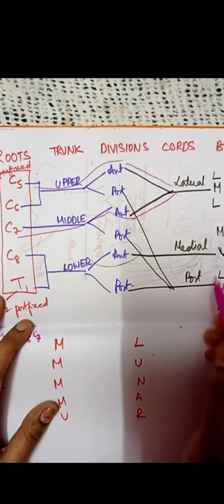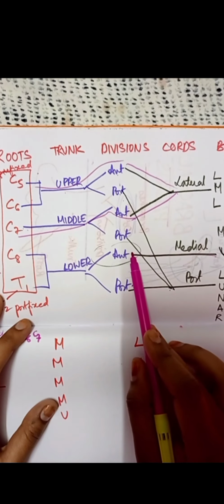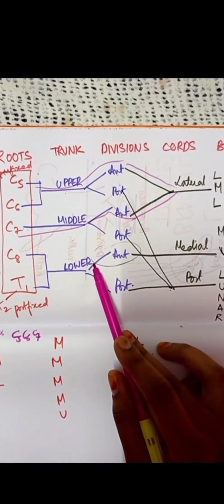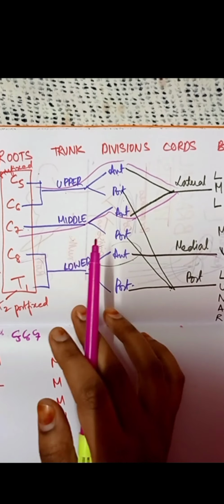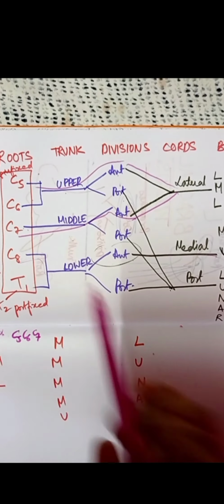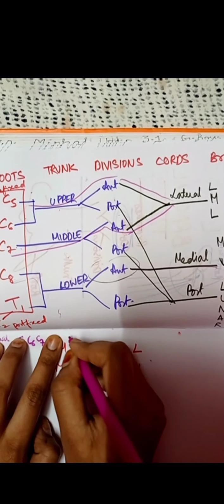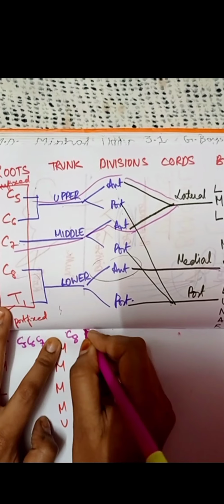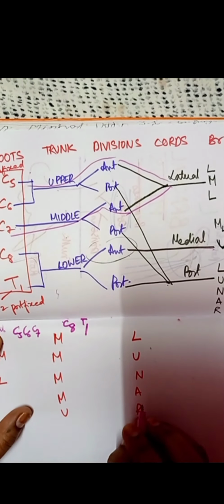See, trace back with me. Medial cord, it is coming from here. Okay, going back. We are getting only C8 and T1. So your medial cord root value is C8 and T1. Medial cord all will have C8 and T1. Exception is there. I will tell when I name the branches.